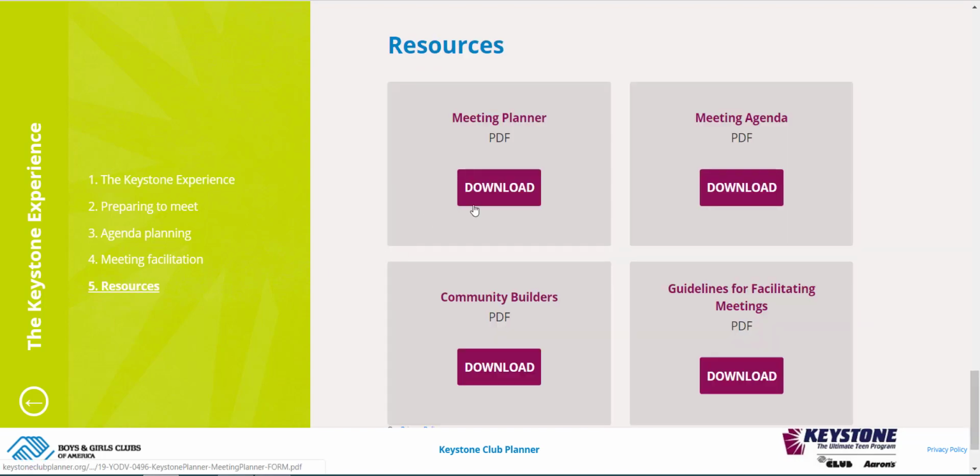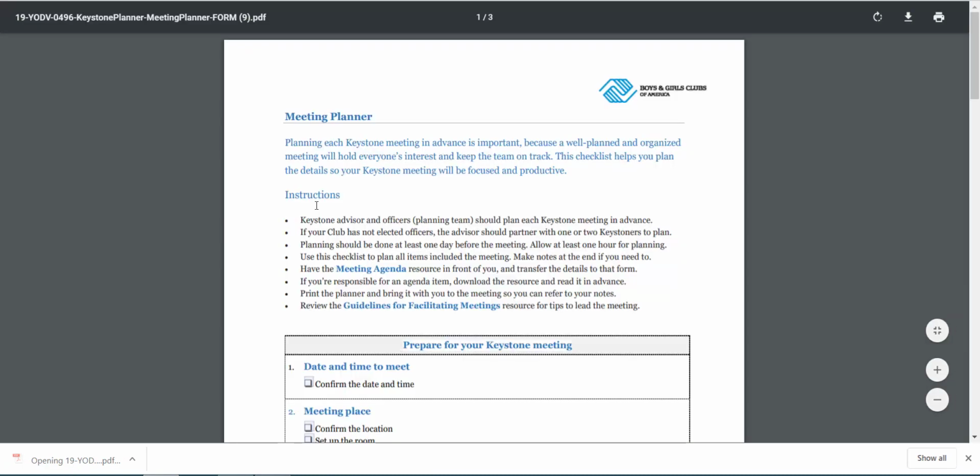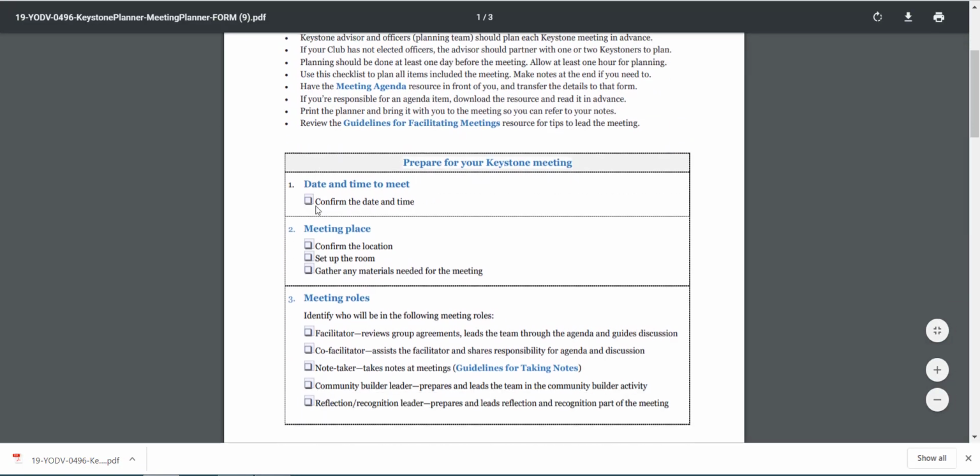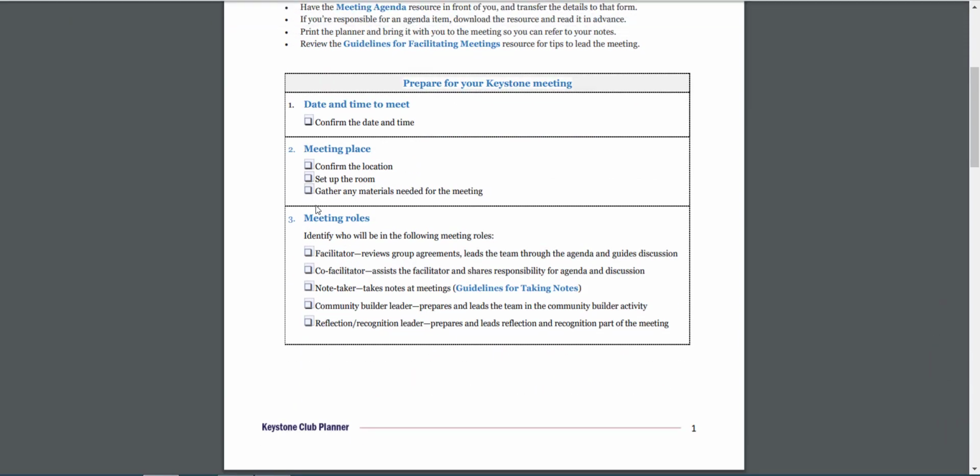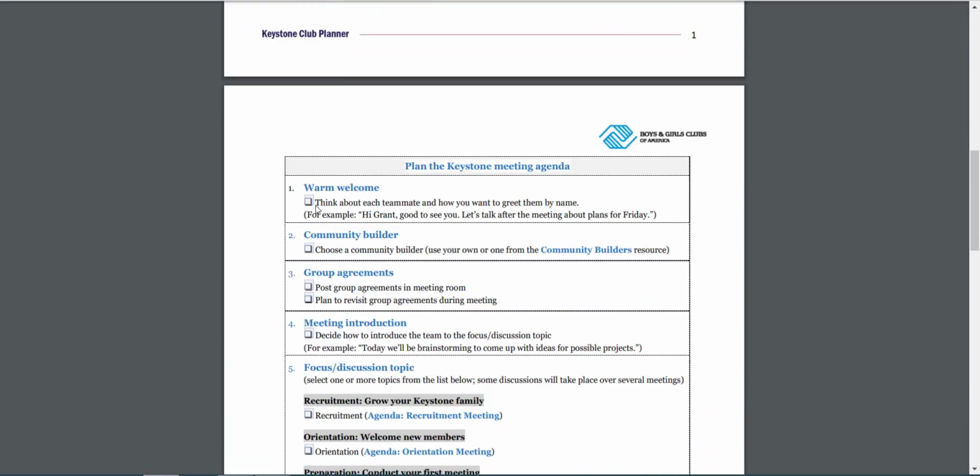Meetings are most effective when you have an agenda, a detailed list of items to include, along with timeframes for each. This helps you facilitate the discussion, keep on schedule, and move the club toward its goals. The Keystone officer and advisor, the planning team, create the agenda together, first by making a plan using the meeting planner. You'll find instructions and a detailed checklist with items to consider in all parts of preparation for your meeting.